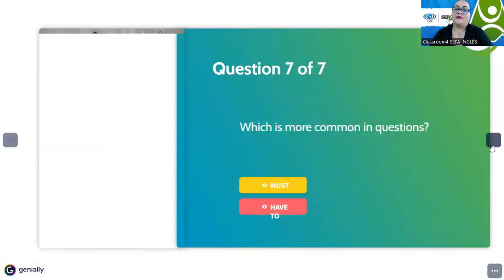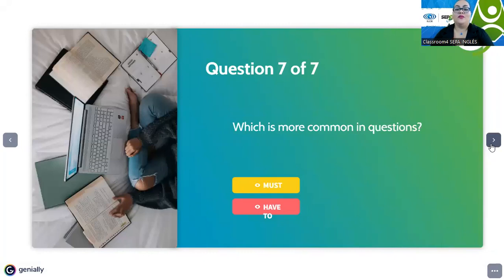Then we have question 7 of 7. Which is more common in questions? Must or have to? What do you think? It's very interesting, this question. Which is more common in questions? Must or have to? What do you think?